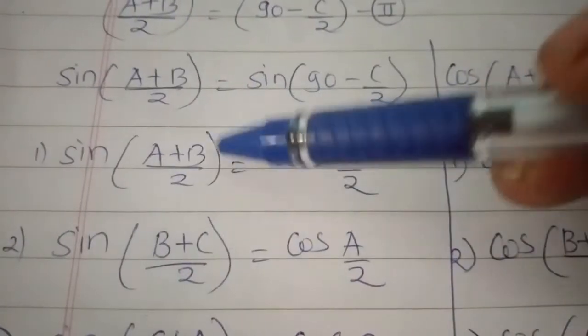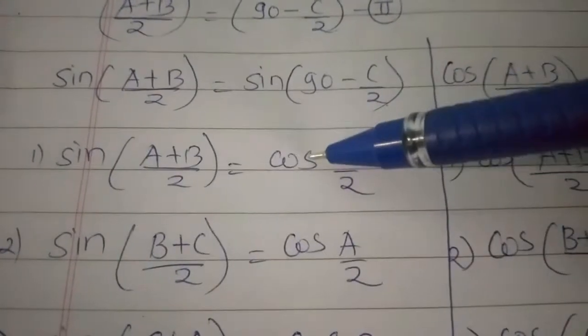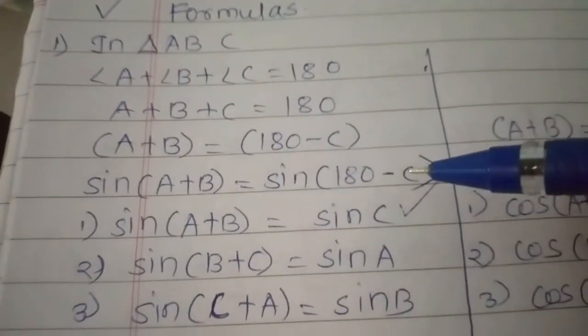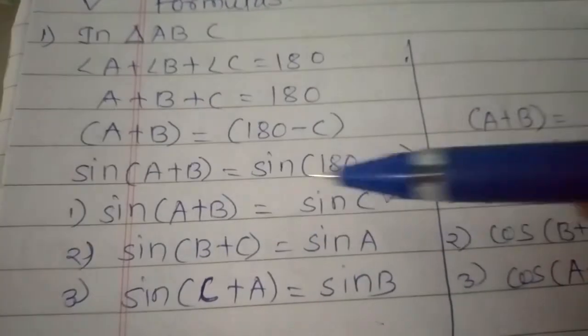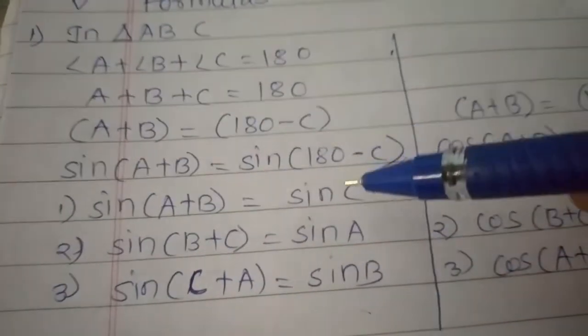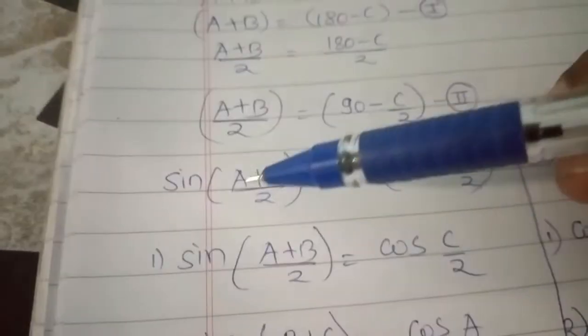तो अगर A plus B upon 2 होता है तो यहाँ पे sin के बदले cos आ जाता है, और अगर यहाँ पे 180 minus C होता है तो sin A plus B is equal to sin C, and sin A plus B upon 2 is equal to cos C by 2.